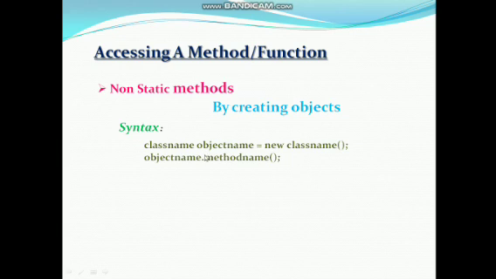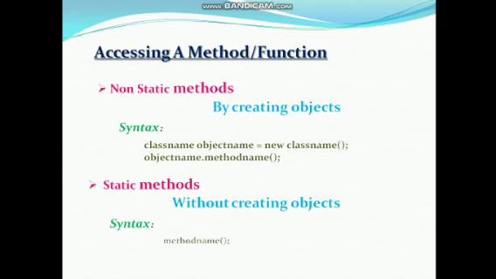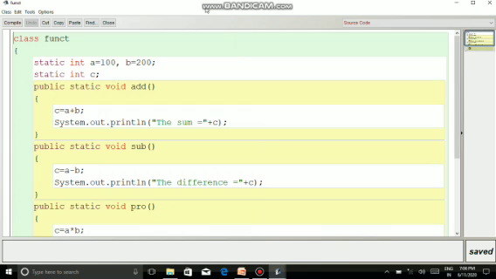Then using that object, if you want to call that particular function, then object name dot method name. So this is the way you are going to call a non-static method. Next is, if it is a static method, then accessing or calling can be done without creating an object. Then just call the function directly, so just the method name. First, we will see the example for static method.